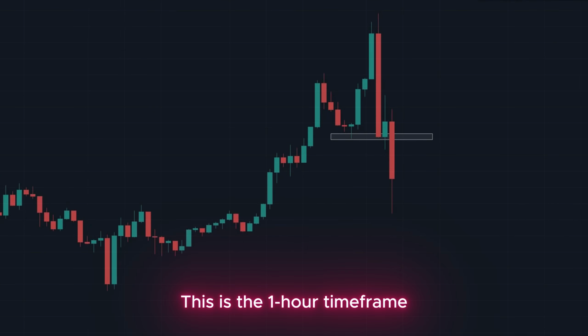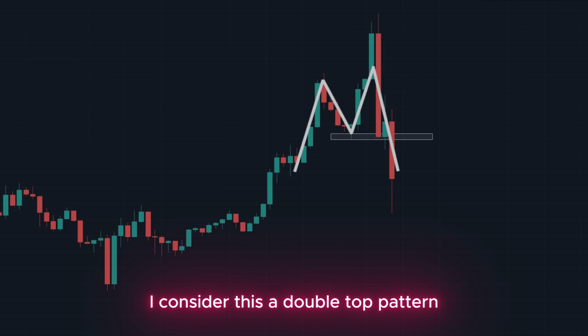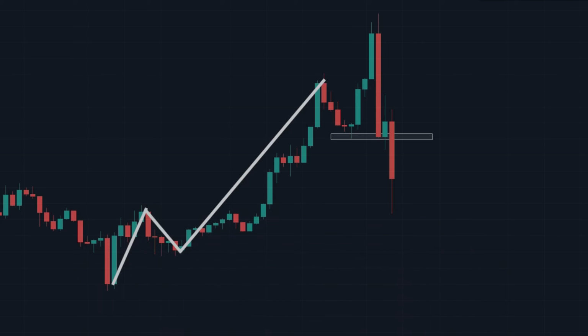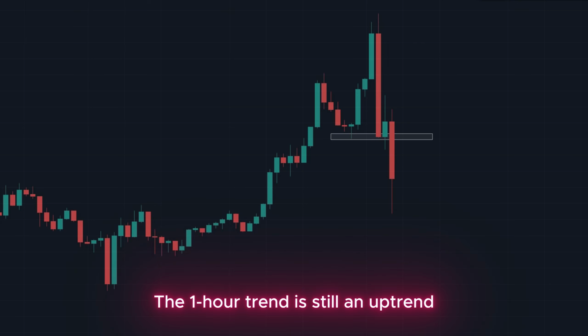This is the 1 hour time frame. And this is a false breakout. Because it's a false breakout, I consider this a double top pattern. And the market moves like this. The 1 hour trend is still an uptrend.